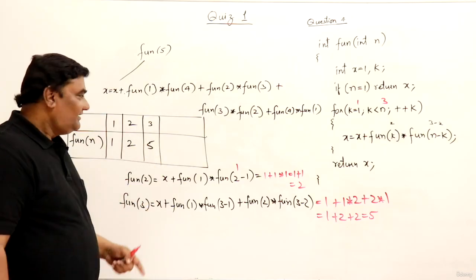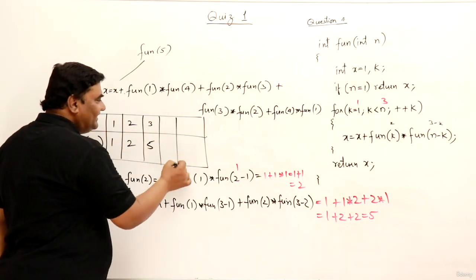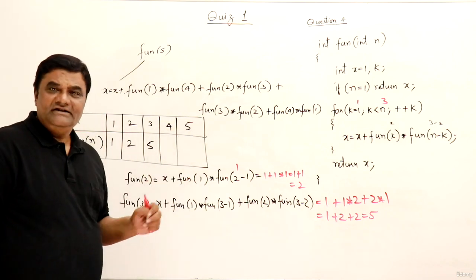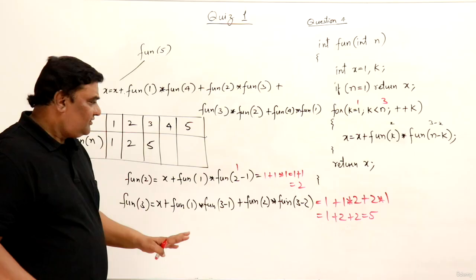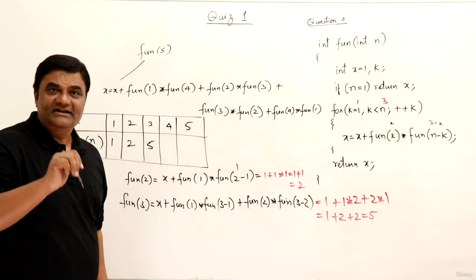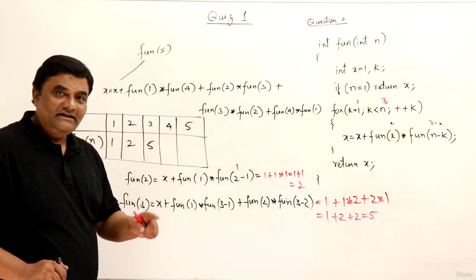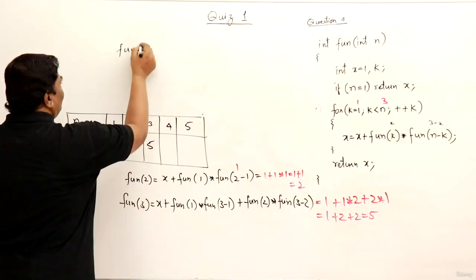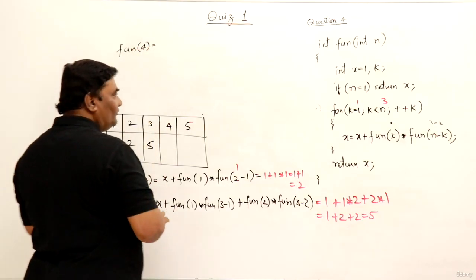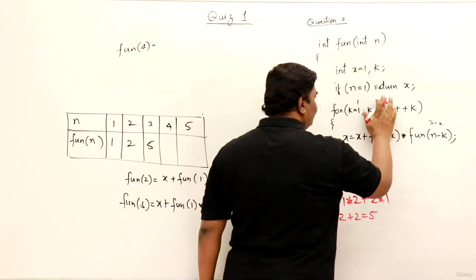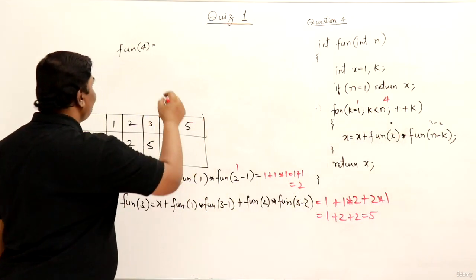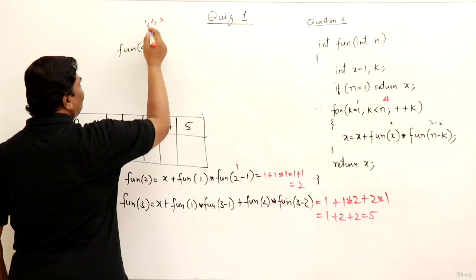Now next is fun of 4 and then fun of 5. That's how you can get it. Now for fun of 4, I will not write all these things. Directly I will write the answer. Then also for fun of 5. So I'll remove this and use this place. For fun of 4, k takes values from 1 to less than 4. So k is going to take the values 1, 2 and 3.